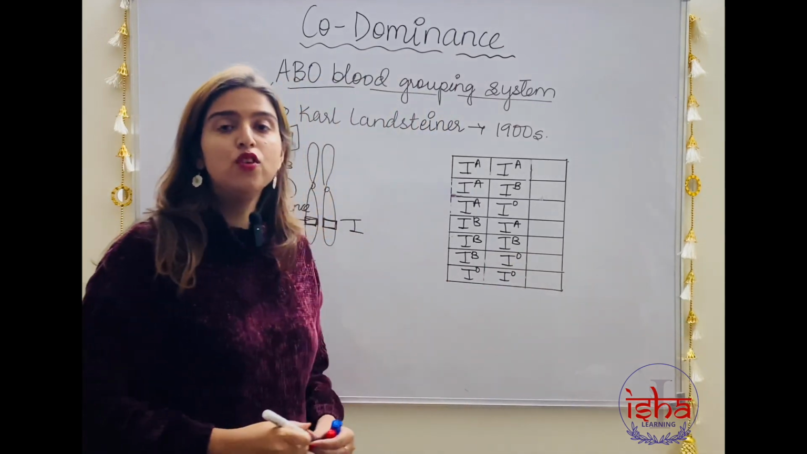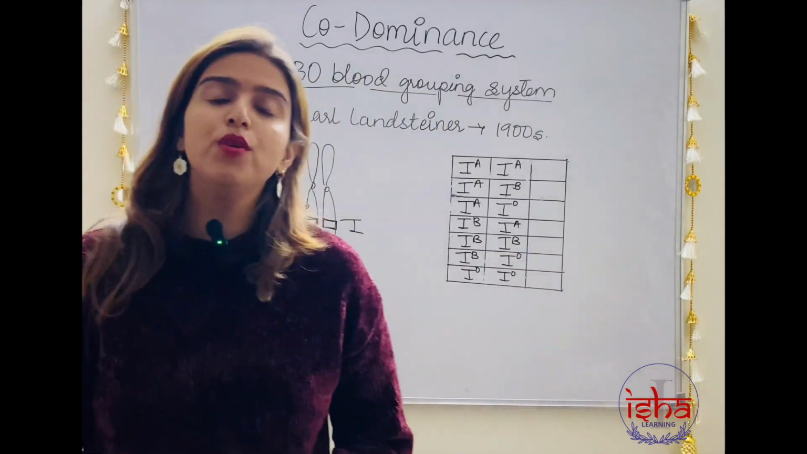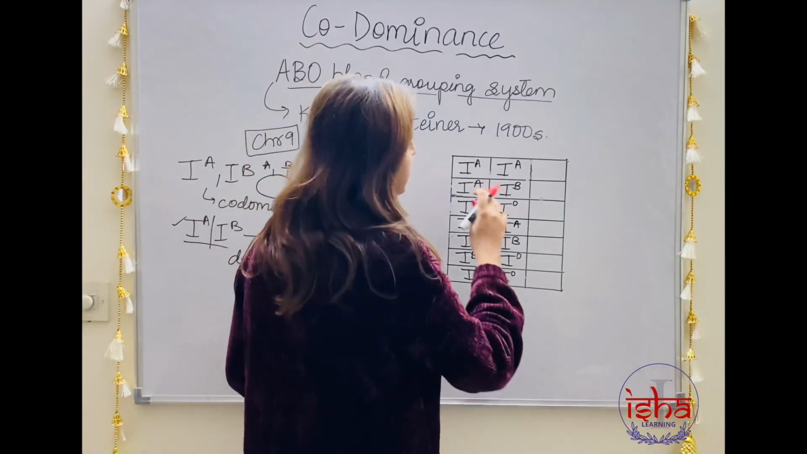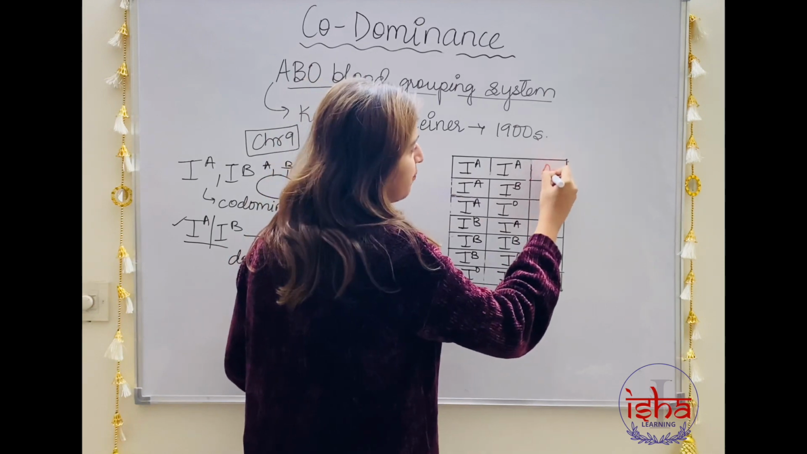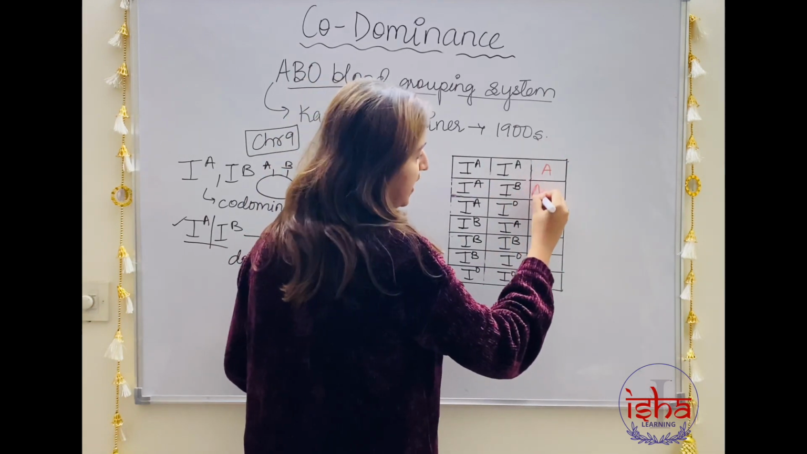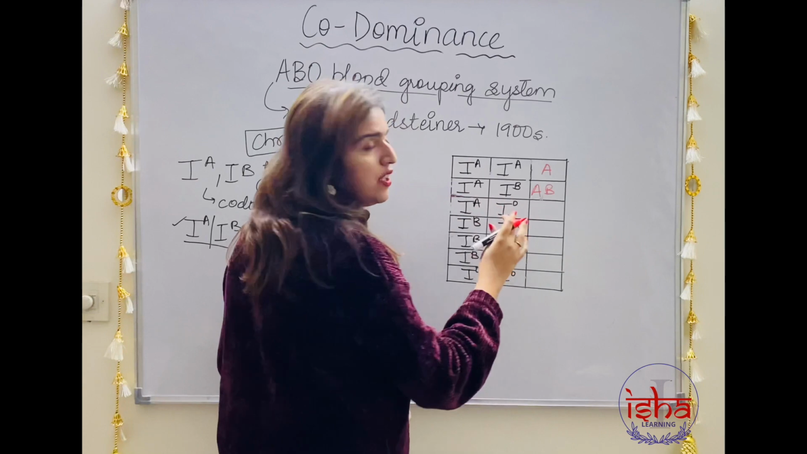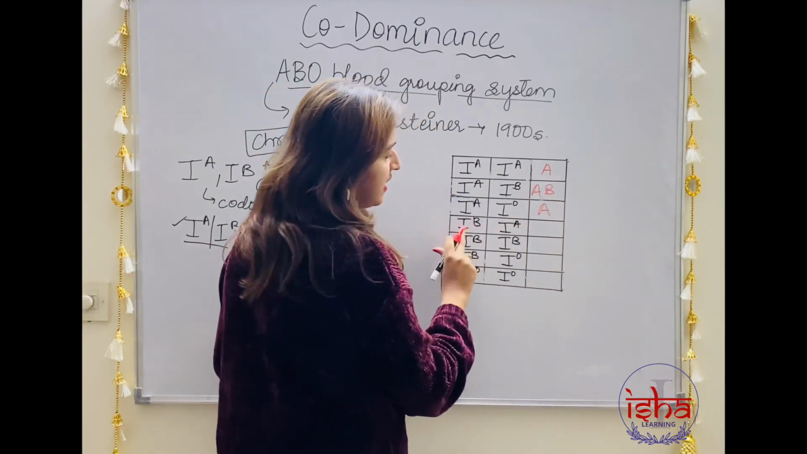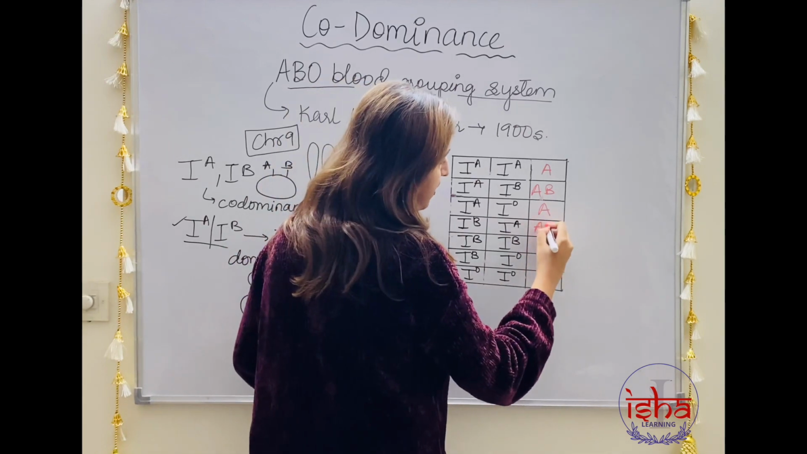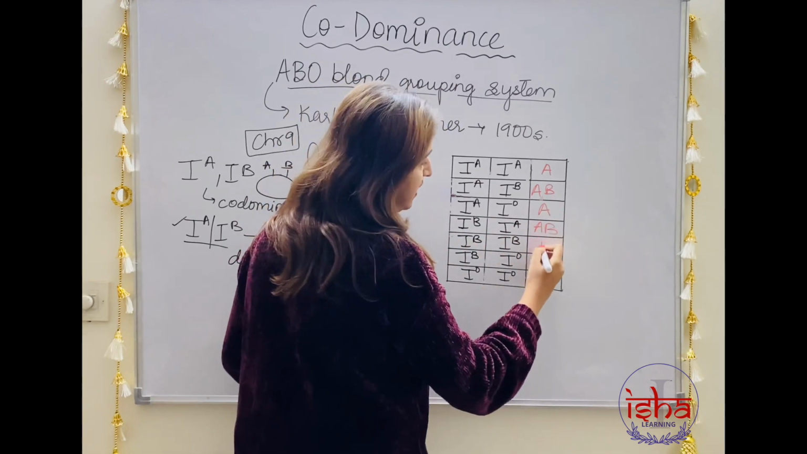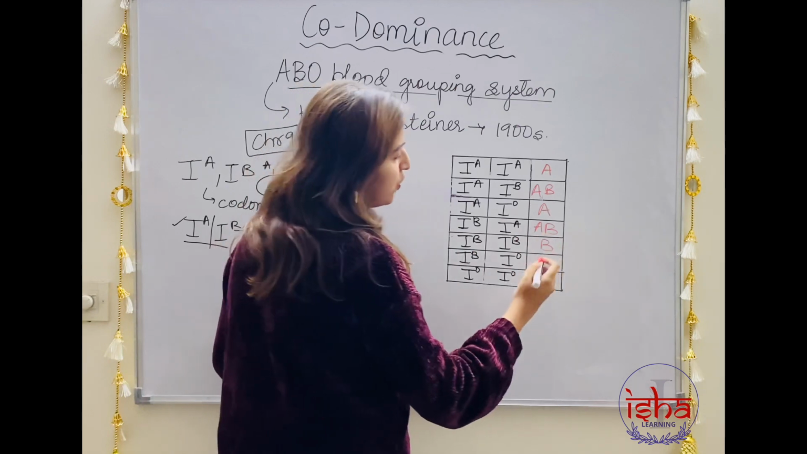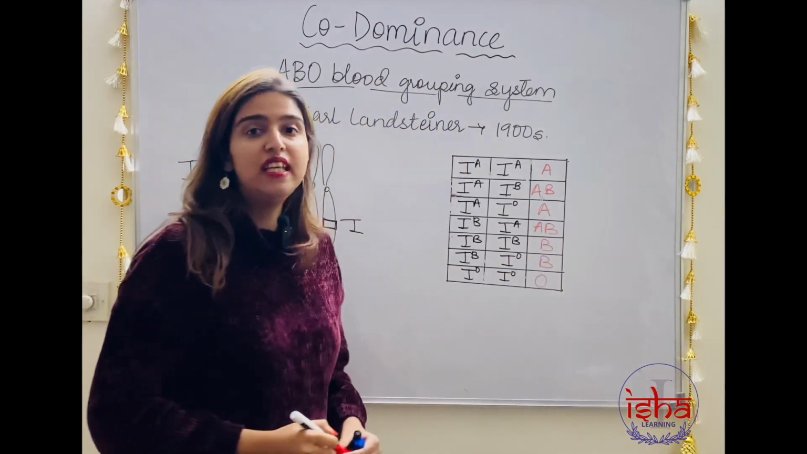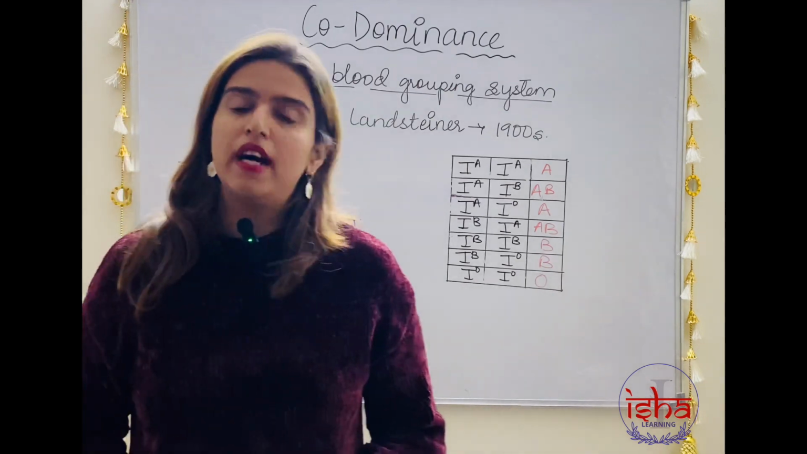Now, in each of these cases, let's try to deduce the blood type that we are getting. The blood group in this case is going to be A. Codominance, so AB. Here, A is completely dominant over O, so A blood group. In this case, codominance, so AB. Here we'll get B. B is dominant over O, so B. And O and O means O. So these are the different blood groups that are possible.